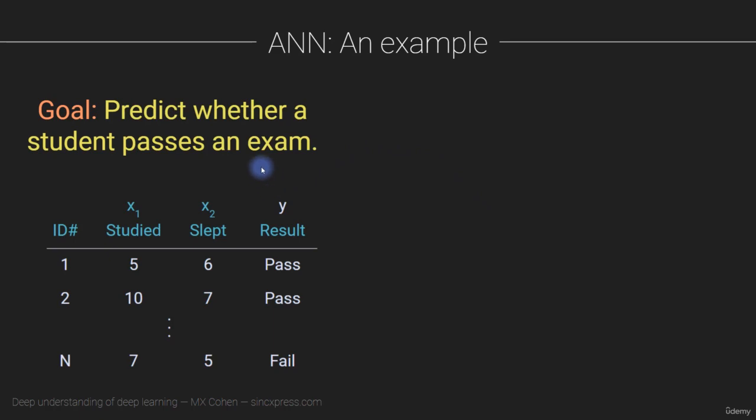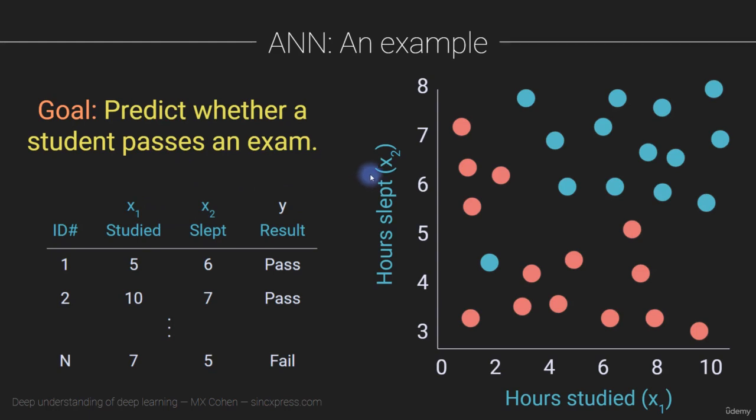So imagine we want to predict whether a student will pass an exam based on how many hours they've studied and how many hours they've slept. So we have these two features, two dimensions, and we can visualize these data. And here's what the data would look like. Each dot is a student. The x-axis corresponds to the number of hours that the student studied for the exam, and the y-axis corresponds to how many hours they slept the night before the exam.